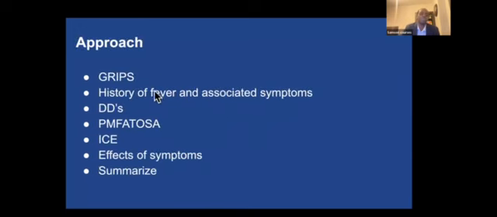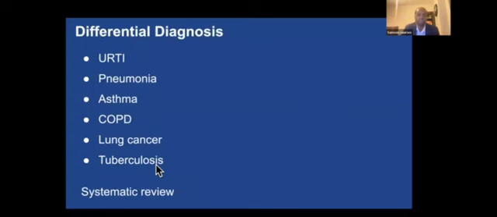Approach to the task, as usual, GRIPS: take the history of the fever and associated symptoms, which are shortness of breath and cough. Then go through the differential diagnosis, the PMAFTOSA, the ICE, the effects of symptoms, then summarize the main points in the history. So what are the differential diagnoses? You present with a cough and fever. That's going to be upper respiratory tract infection, viral, pneumonia, asthma, COPD, lung cancer, tuberculosis, because there is a cough and shortness of breath for the last 2 weeks. So we're going to go for the common things. You may want to do a systemic review as well.